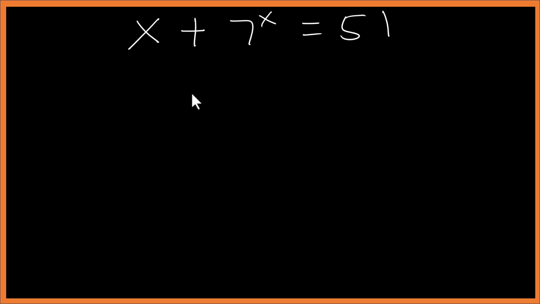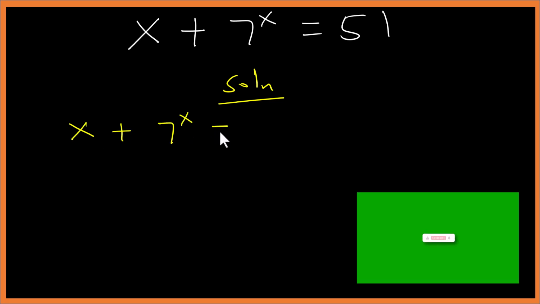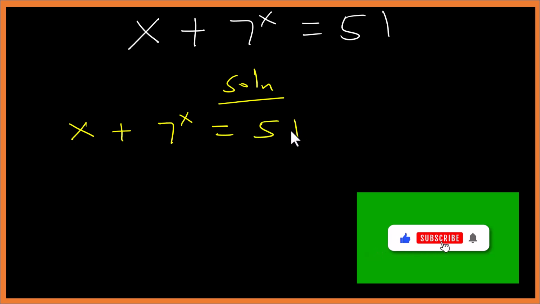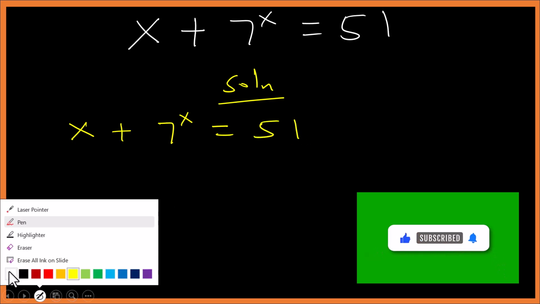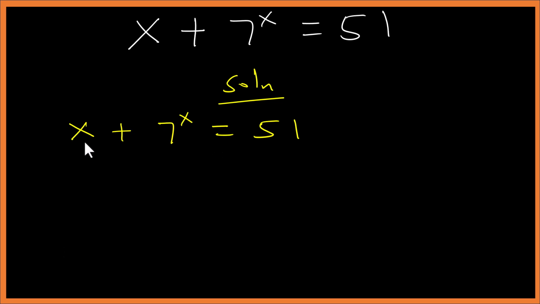Alright, so let's provide a solution to this question. So we have (x + 7)^x = 51... Now by inspection, if I plug in 2 here, 2 plus 7 squared is 49 plus 2, that will be 51. But how do we solve this one without inspection?